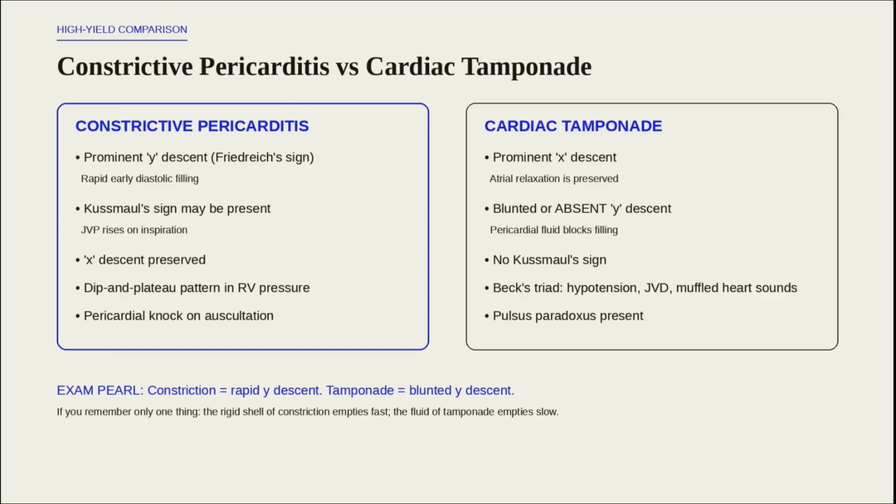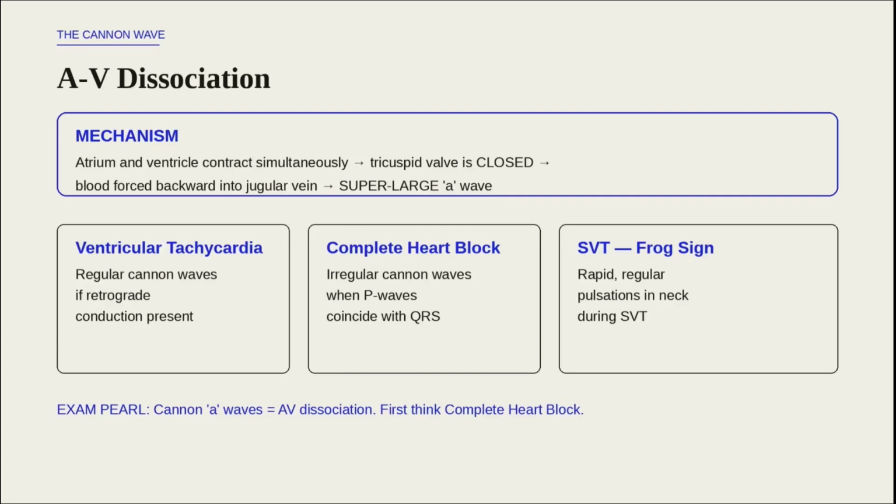Now, imagine the right atrium contracting at the exact moment the tricuspid valve is slammed shut. The result is a Cannon A wave, a super large, often visible pulsation in the neck. The mechanism is AV dissociation. The atrium and ventricle are beating independently, and whenever they fire together, blood has nowhere to go but backward into the jugular vein.